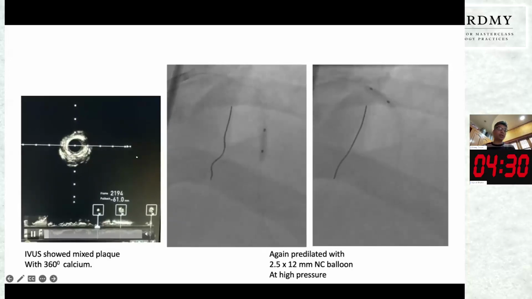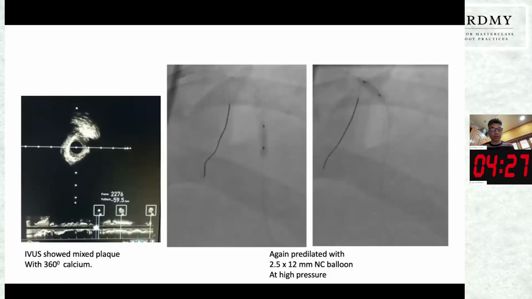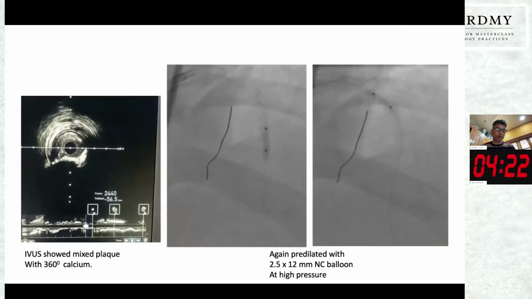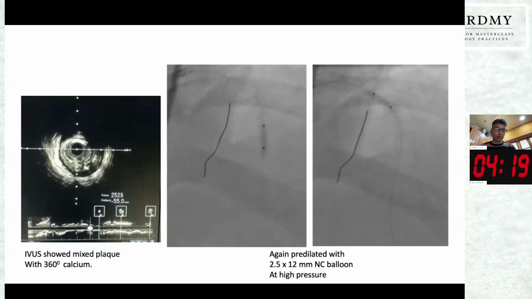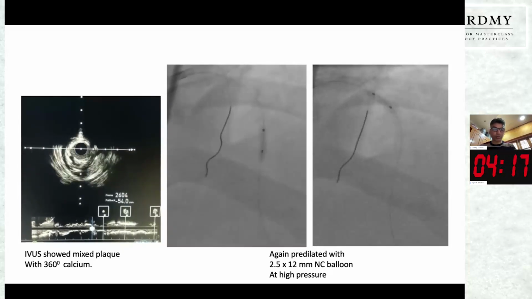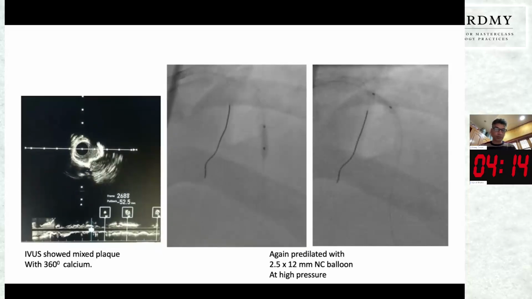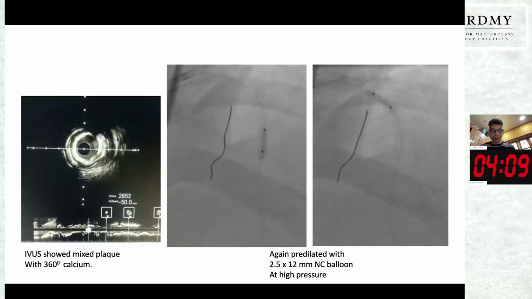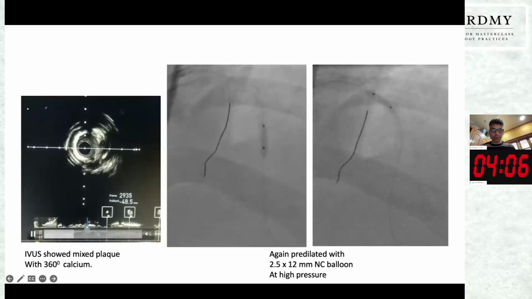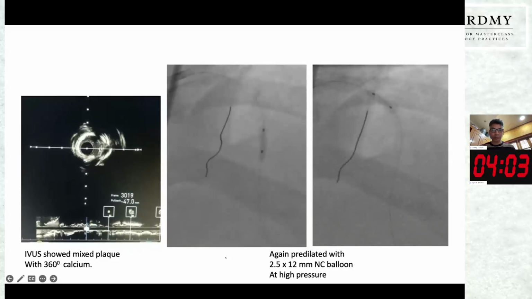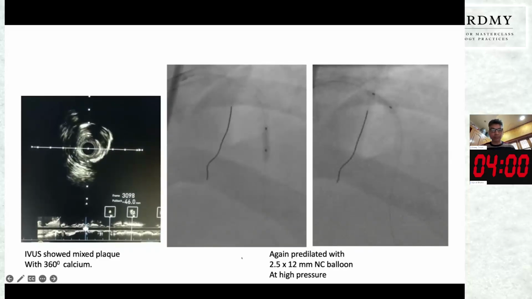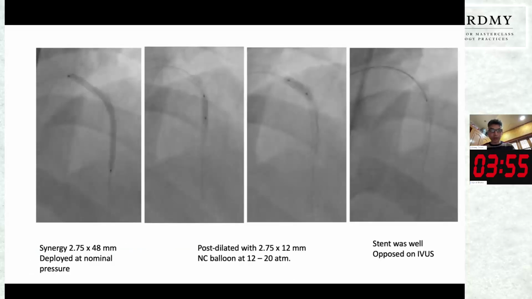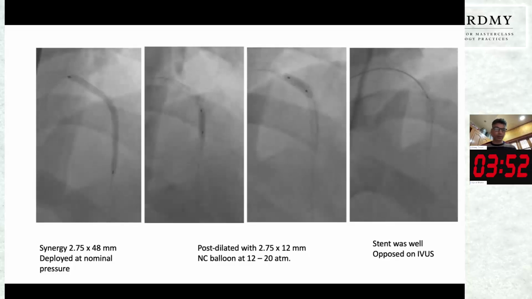IVUS showed heavy calcium, from 270 to 360 degrees of calcium in the whole segment. You can see cracks were also there because of the pre-dilatation. So again, with the help of IVUS, we pre-dilated with the 2.5 by 12 non-compliant balloon at high pressure along the whole length. After that, it was an even simpler procedure.